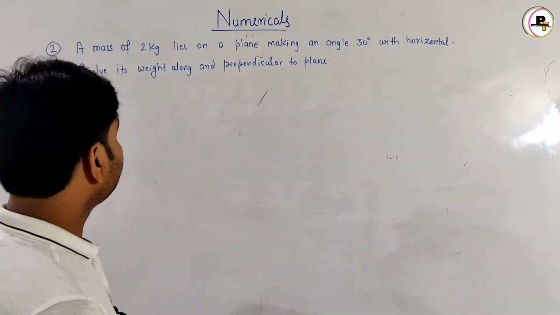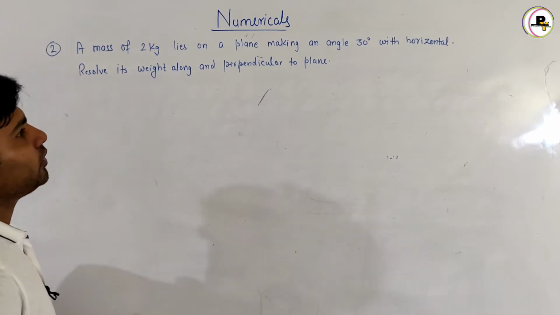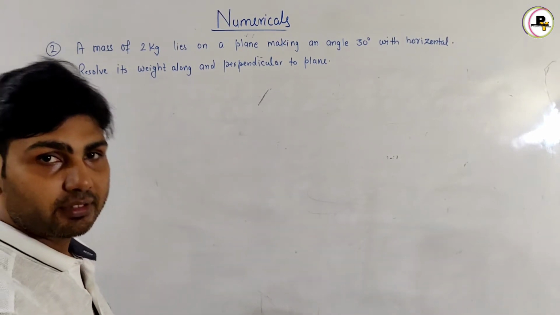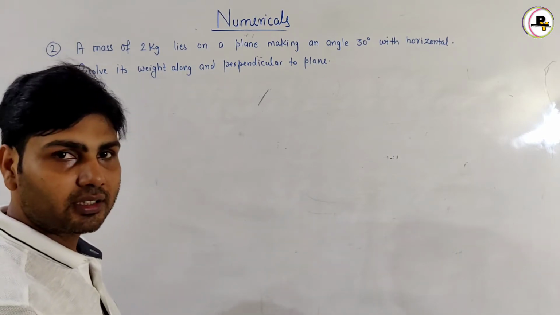Okay friends, so now we have question number 2. A mass of 2 kg lies on a plane making an angle of 30 degree with the horizontal. Resolve its weight along and perpendicular to the plane.